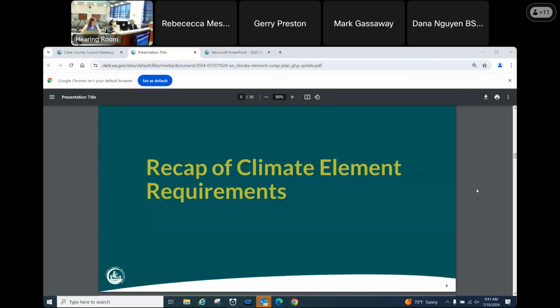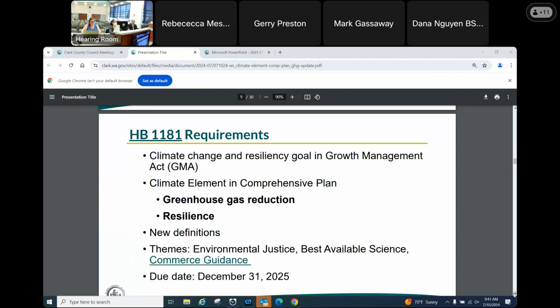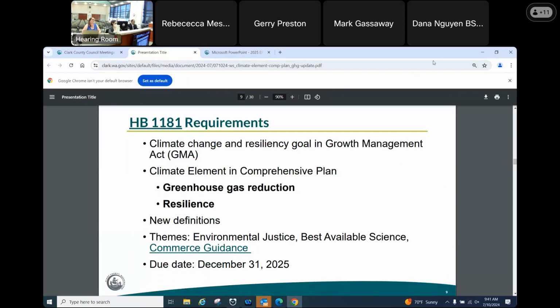Okay, so just real quickly, we'll review some of the key requirements of this climate element work. So as you know, House Bill 1181 was passed into law last year, and Clark County is in the first wave of adopters of this legislation. So no county or city has implemented this bill yet ahead of us. The main things this legislation did is that it added a climate change and resiliency goal to the Growth Management Act. It requires Clark County to add a climate element into our comprehensive plan, and this element needs to address both greenhouse gas reduction and resilience.